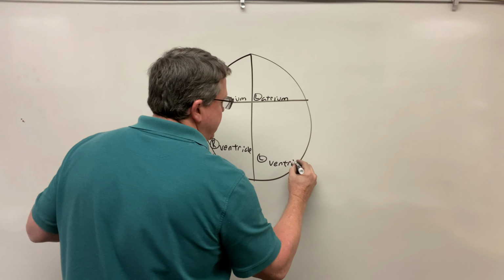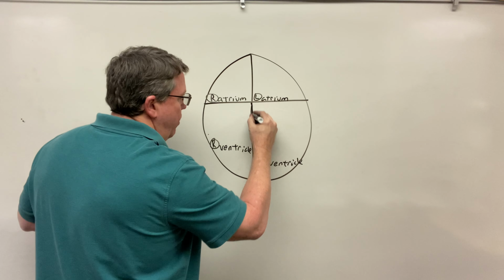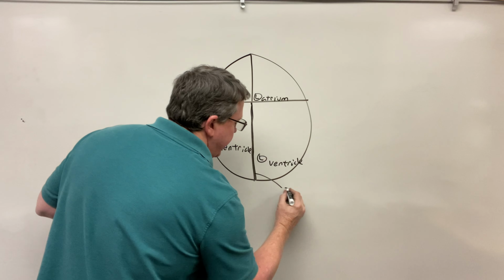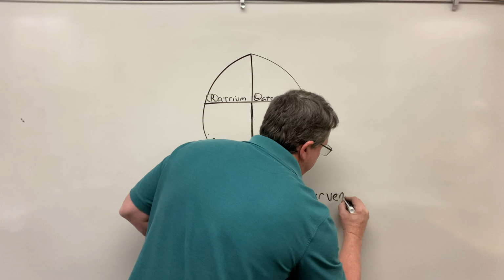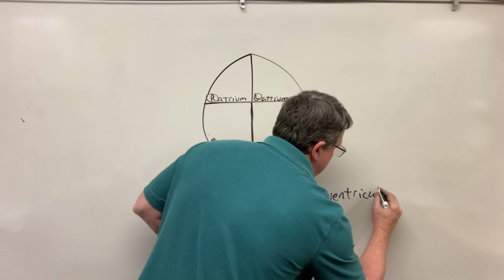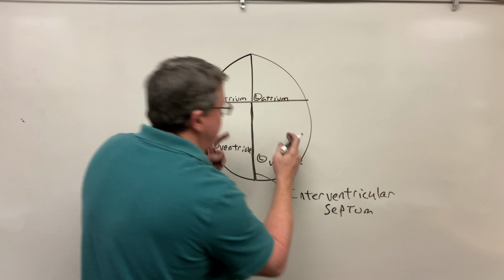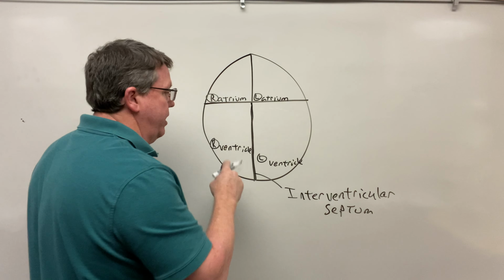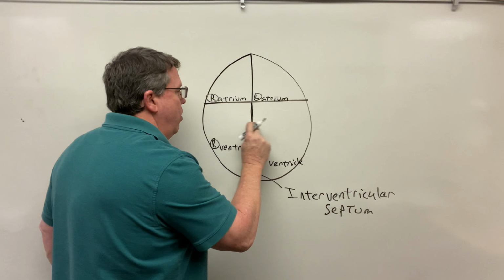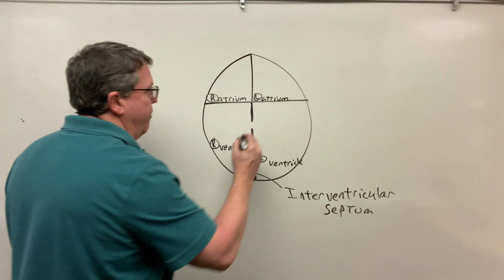So basically, this right here would be my interventricular septum. And as you can see, this is a wall between the two ventricles. What's going to happen in ventricular septal defect is we will have a hole in here, and then blood can flow back and forth. So let's take a look at this real fast.